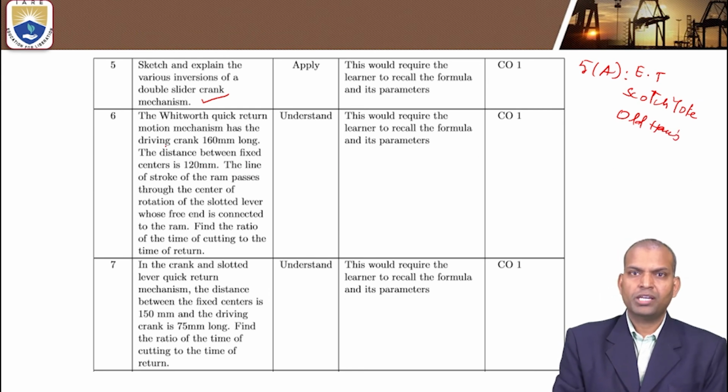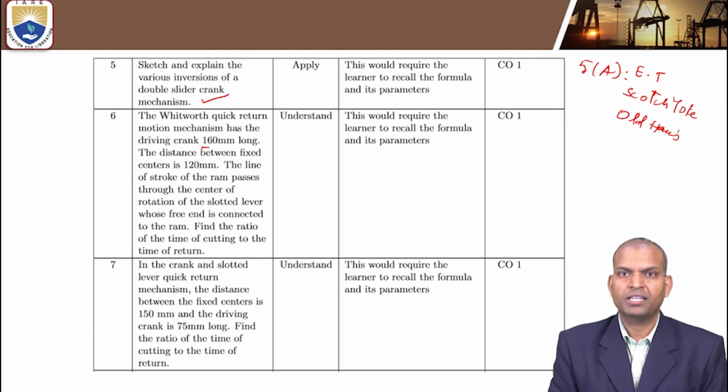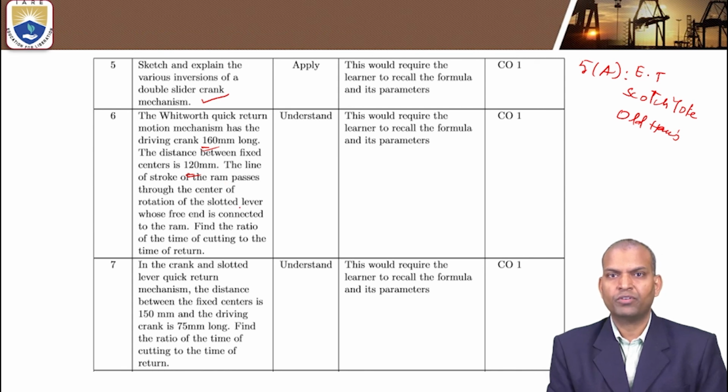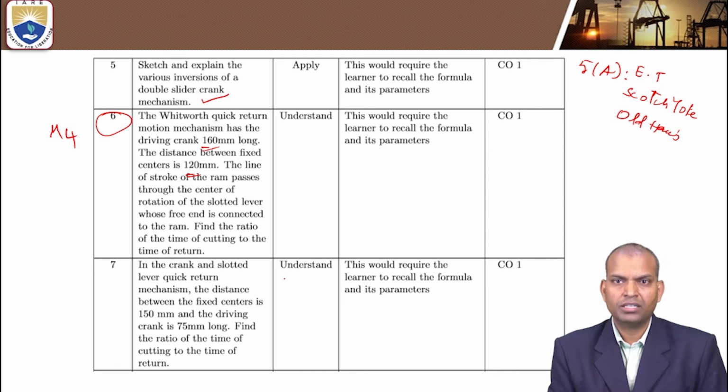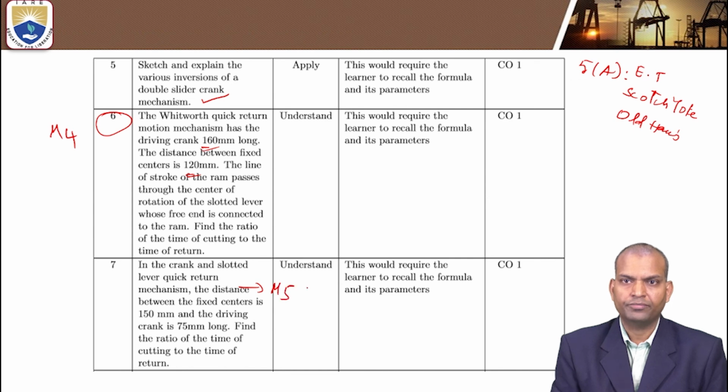Then again, I changed the numericals here. Numericals are changed, but it is the same problem. The line of stroke of the ram passes through the center of the rotation of the slide. What is the objective? Find the ratio of, again, time of cutting to time of return. That comes under model number 4. Okay, Whitworth, model number 4. Crank and slotted lever comes under model number 5.